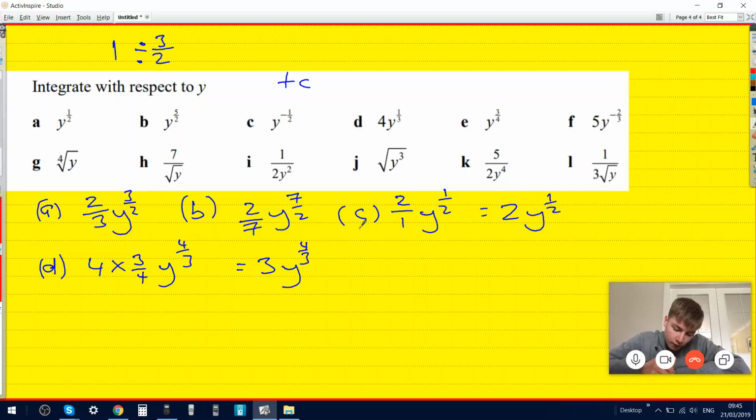You're going to be fine for the next one. How would you do G? You have to change it into index forms. I can't remember how you do that. Would it just be y to the power 4? What would be part A the same as y to the half?